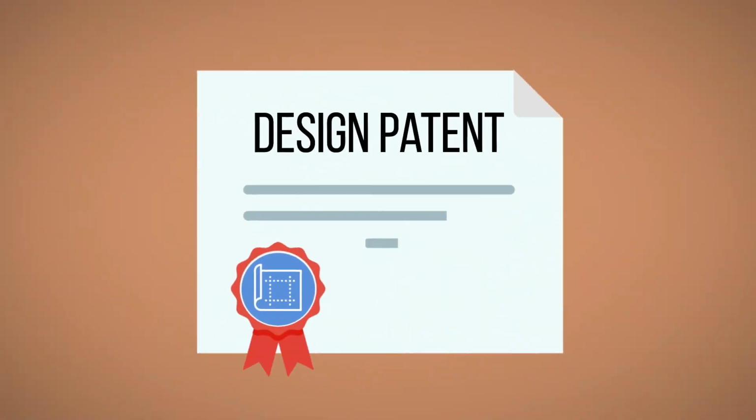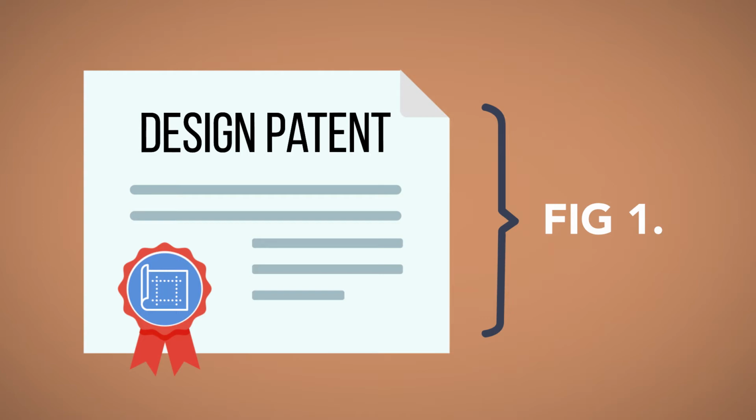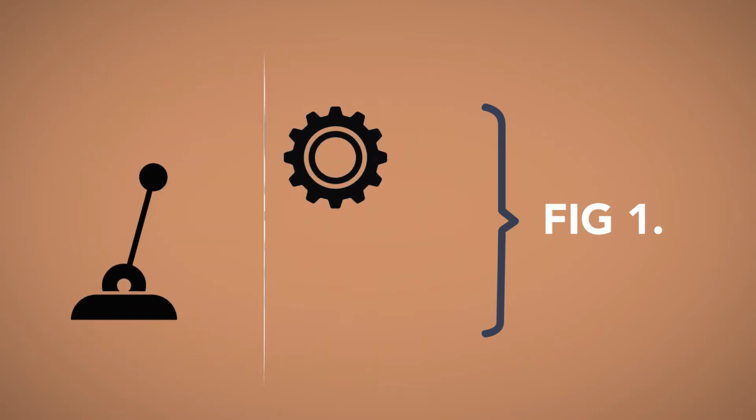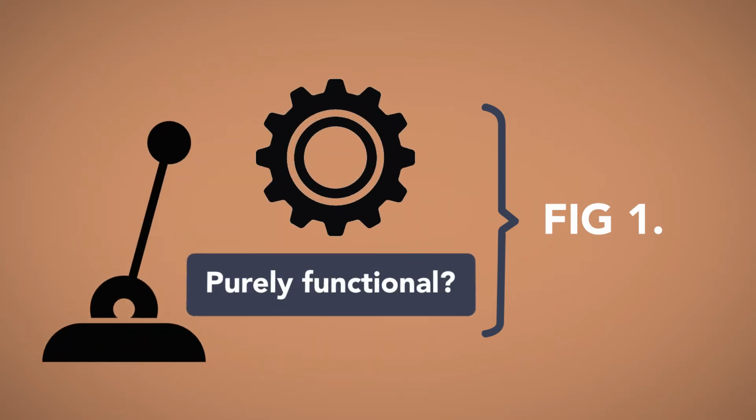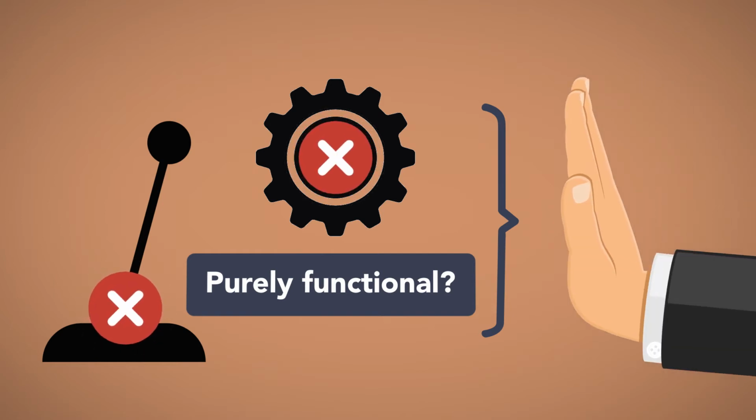Even design patents are subject to claim construction. While the claims of design patents are the figures themselves, the judge must determine whether any of the design features are purely functional. If so, these features should be ignored in any infringement and invalidity analyses.